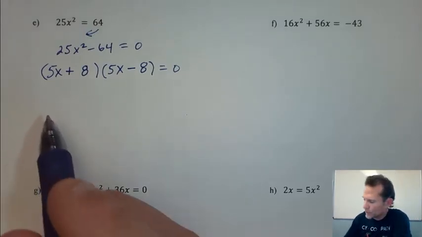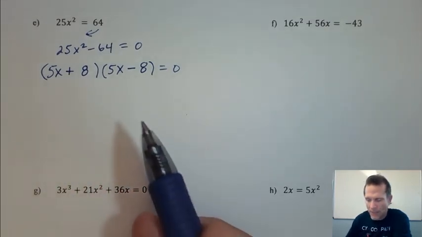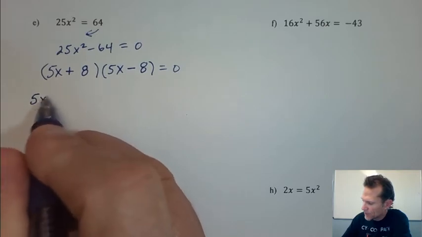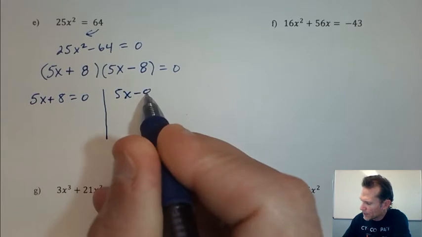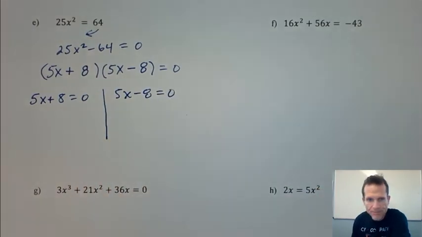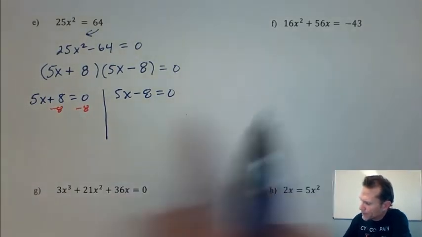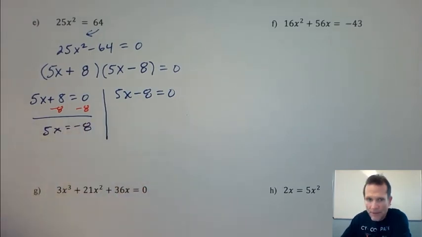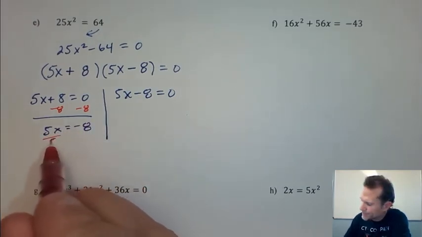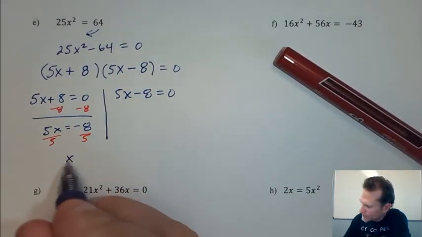So we can set each piece equal to 0 or use the shortcut method here. I'm going to set each piece equal to 0. Sometimes students will put a line between their two pieces, and then we'll solve each piece. So we subtract 8, and then we have 5x equals negative 8. Divide by 5. We have x equals negative 8/5.